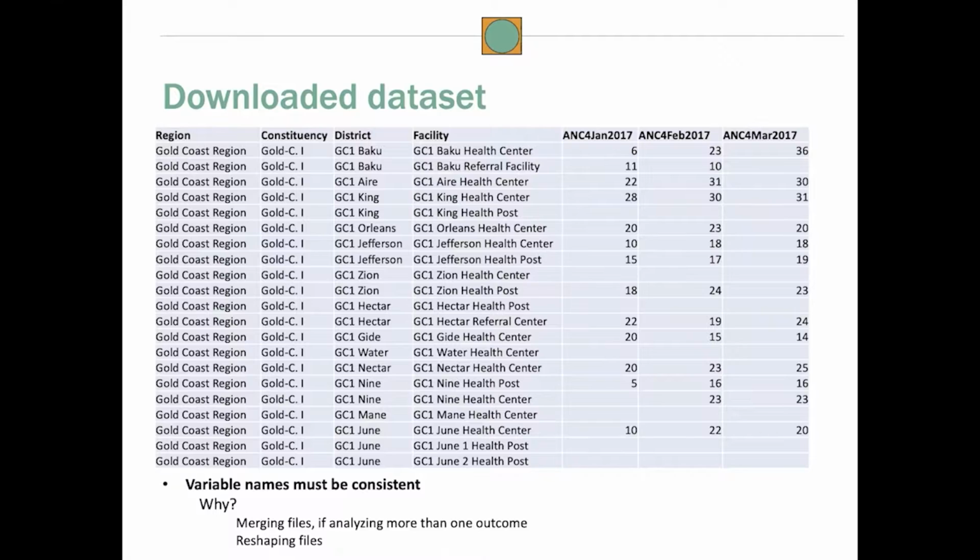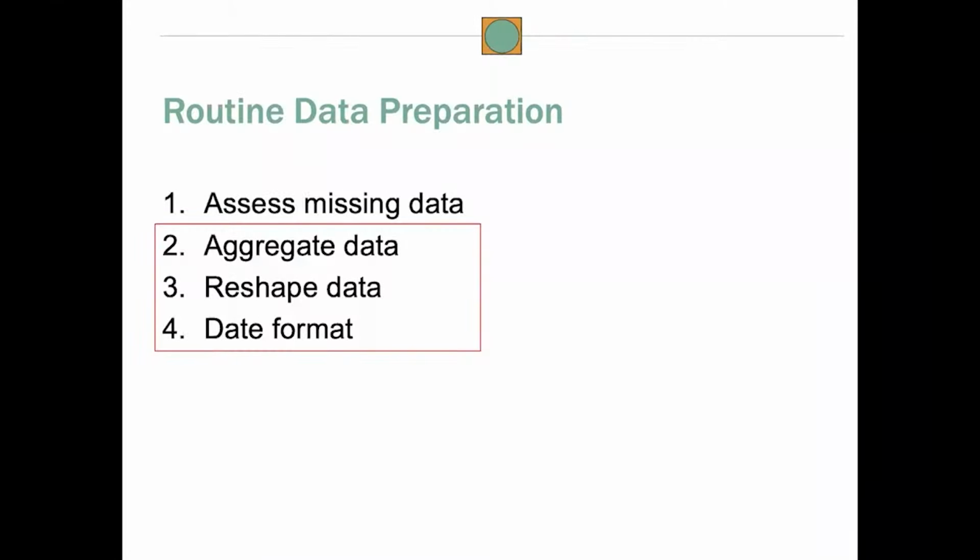To prepare our data, we will first assess for missing data and duplicates. We will aggregate our data, change it from health facility level to the constituency level because we received our data at the health facility level and our research question is at the constituency level. We will reshape the data from wide to long and we will format the dates. We'll first go through the majority of these steps in Stata.